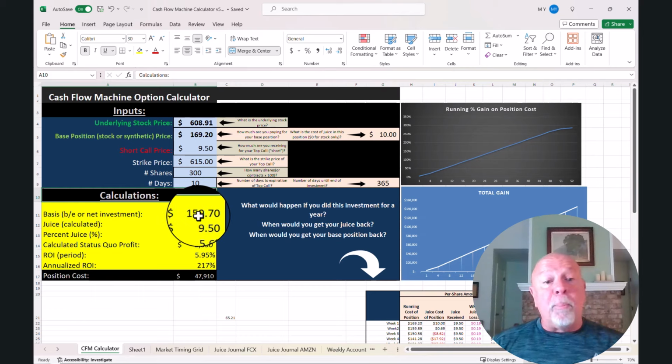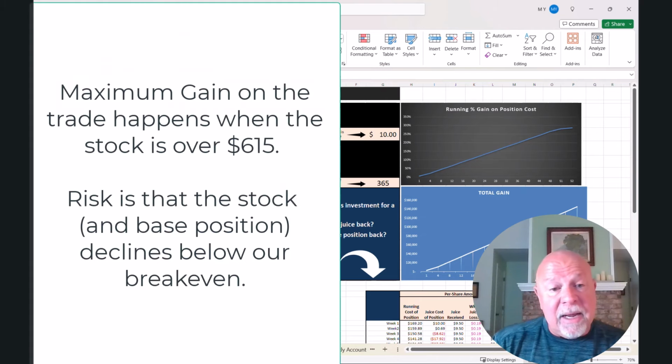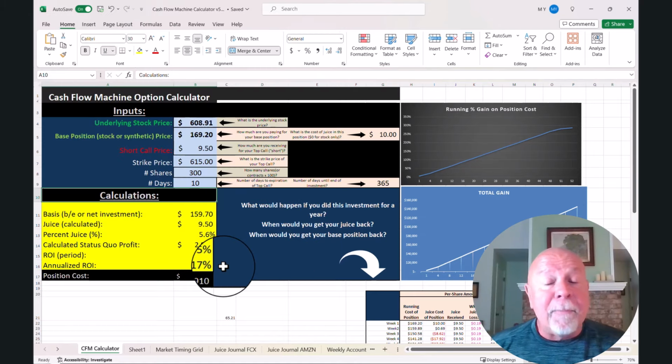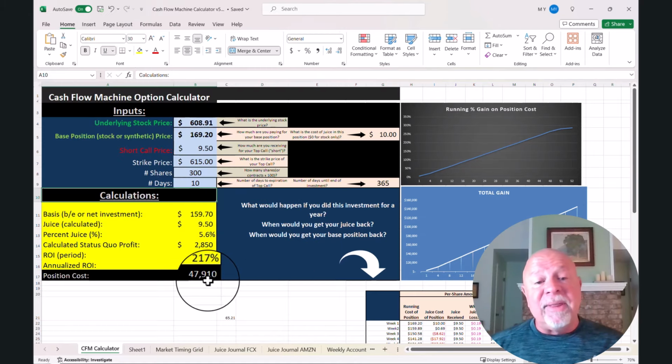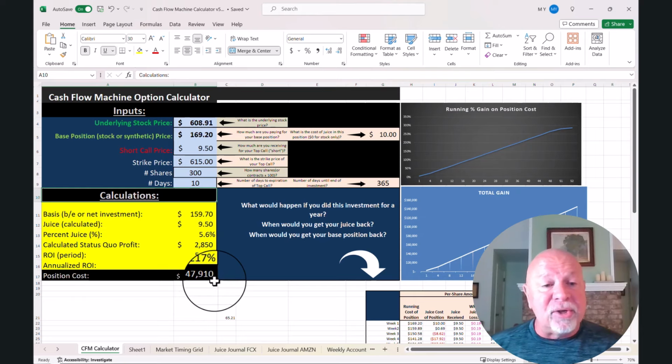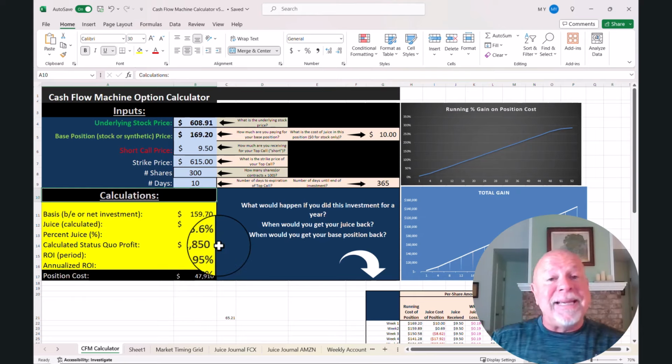So now we've got a break even that we've brought down to 159.70. And one of the probabilities is I'm getting that $9.50 on my side. Now we've got $9.50 worth of juice. It's about a 5.6% gain on the trade, just on the juice. If you annualize it, it's 217%. And this is a $47,000, let's call it a $48,000 trade, and you make $2,850 in 10 days.